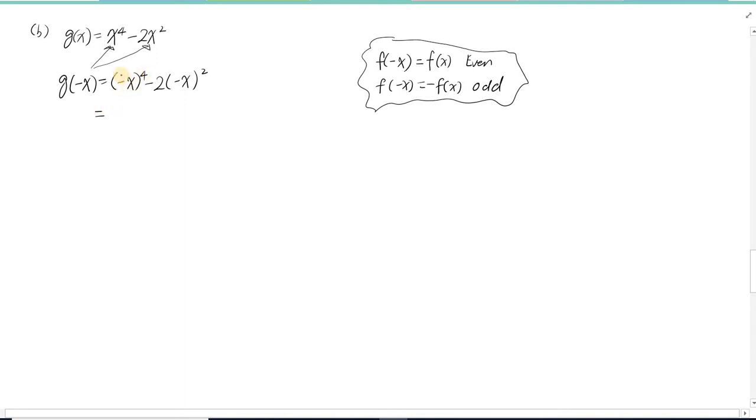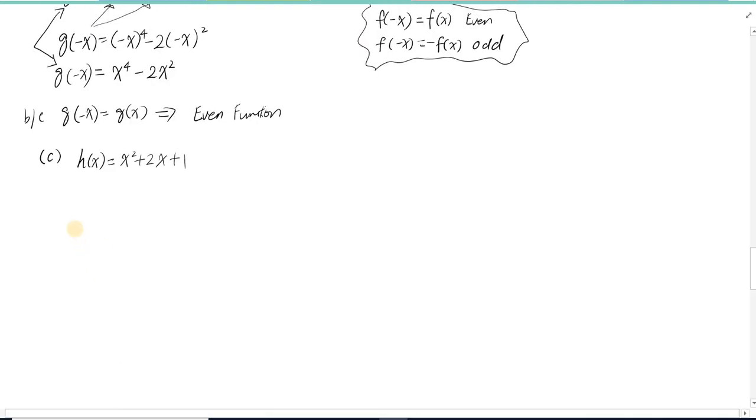Negative x to the fourth power, this whole thing raised to an even power, means you're going to have x to the fourth power. Here again, negative x raised to an even power means you're going to have x squared. Now I'm going to compare those two to see if they are the same. I look, and they are actually the same. So I say that g of negative x equals g of x because of this, and this whole thing gives me an even function.